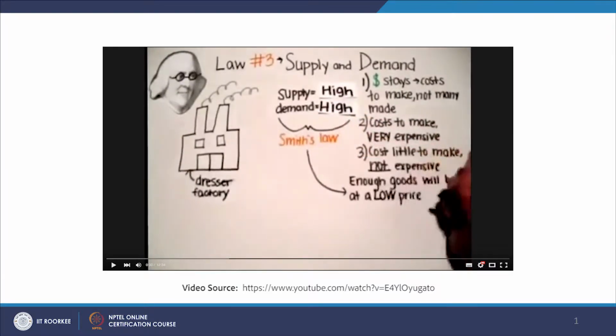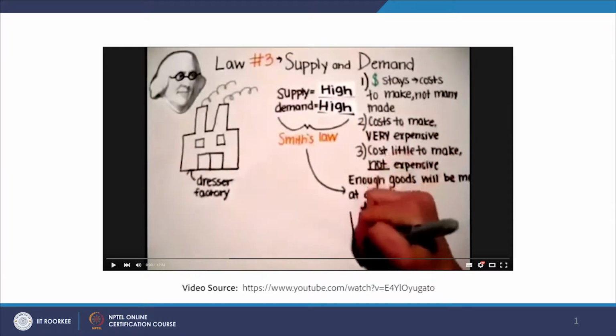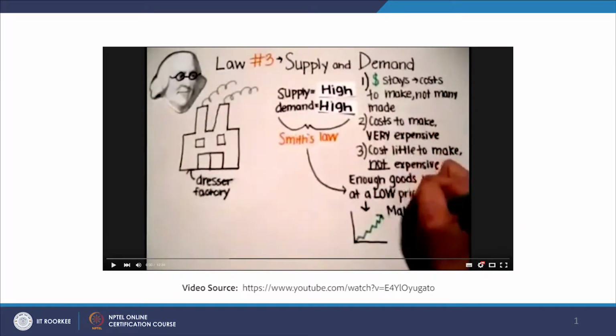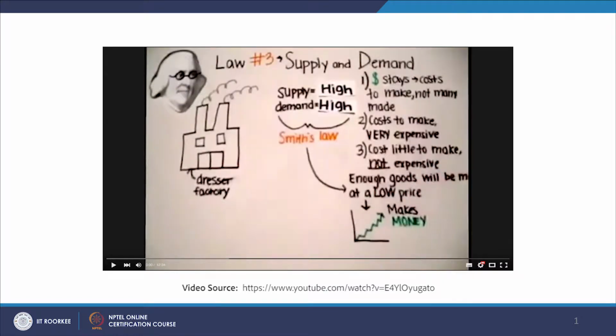Smith believed that enough goods would be made at a low price in order to keep up with the high demand. When the supply was high and the demand was high, this caused the economy to rise, and it makes money.